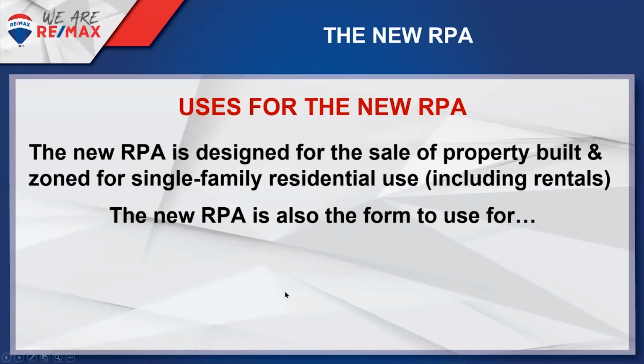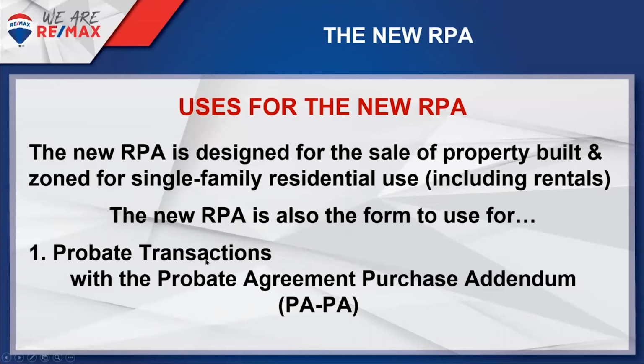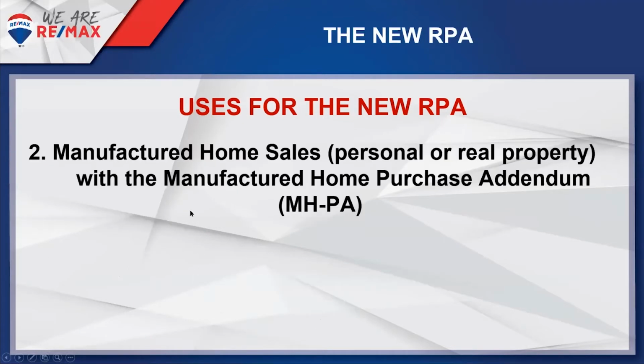The RPA can also, and is now, the form to use for probate transactions. And of course, you would attach the PAPA, the Probate Agreement Purchase Addendum. It can be used for manufactured home sales, the new RPA, not a unique RPA, the new one, for manufactured home sales, and you attach the manufactured home purchase addendum.